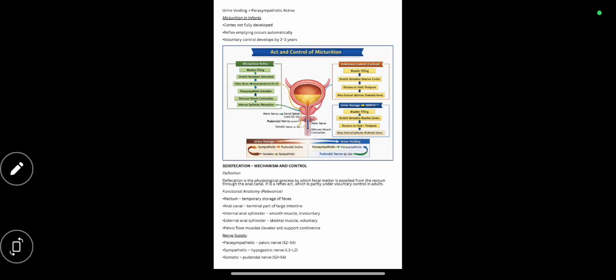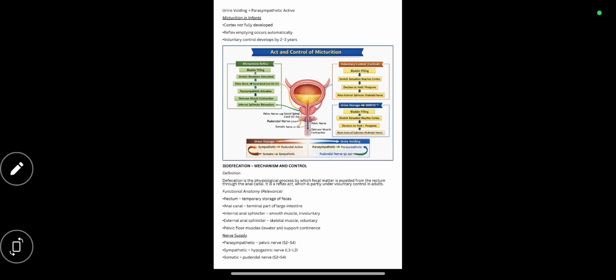So this is a pictorial representation of micturition. You can include this in your exam. Defecation is another topic, similar to micturition, where you void your feces. It is a physiological process by which fecal matter is expelled from the rectum through the anal canal, and it is a reflex act which is partly under voluntary control in adults. The functional anatomy of defecation contains the rectum, anal canal, internal anal sphincter, external anal sphincter, and pelvic floor muscle.